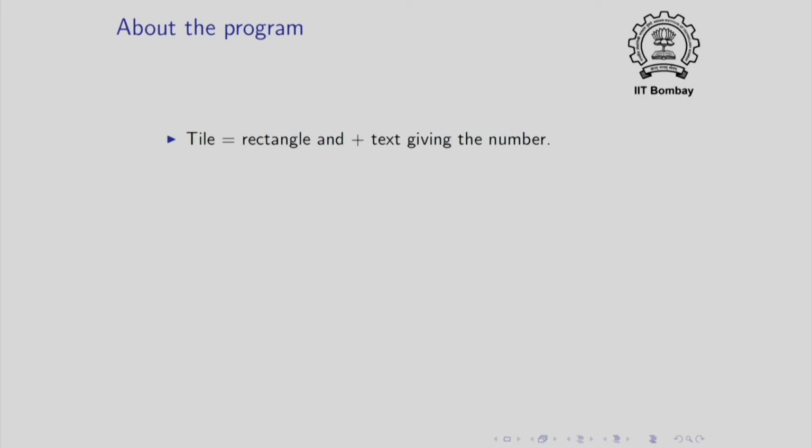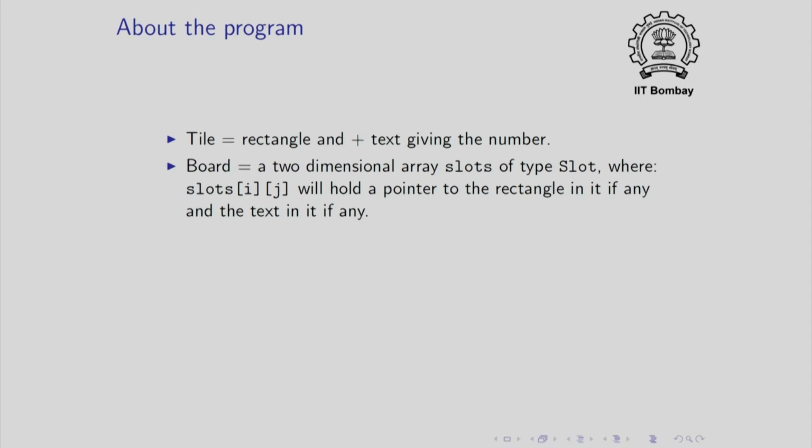For example, we might say that a tile really consists of a rectangle and a text giving the number that is on the tile. So we will create a struct for this. The board will be a two-dimensional array of type slot, and we will give the name slots to it. slots[i][j] will hold a pointer to the rectangle which is occupying that slot, and also a pointer to the text inside that rectangle.